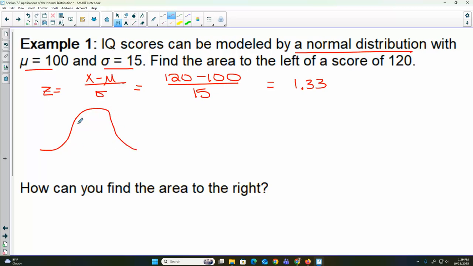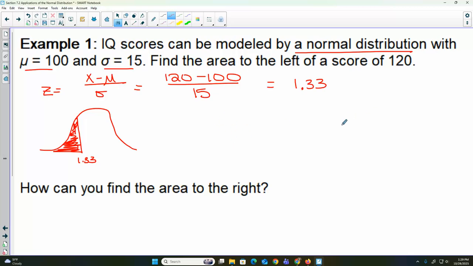I am going to draw a picture today just to illustrate what we're doing. I want the area to the left. I'm asking you, what's the probability that you are smaller than a z-value of 1.33? Area to the left is what our table gives us. So we are going to go to the table.